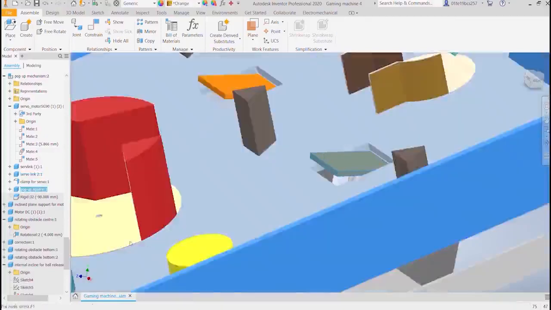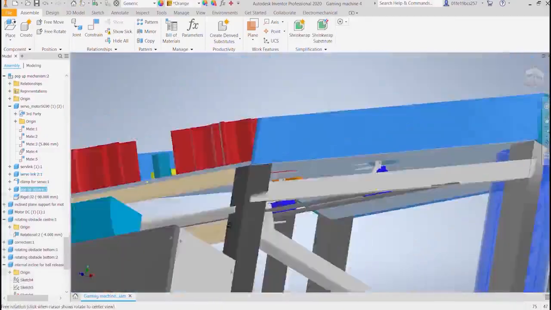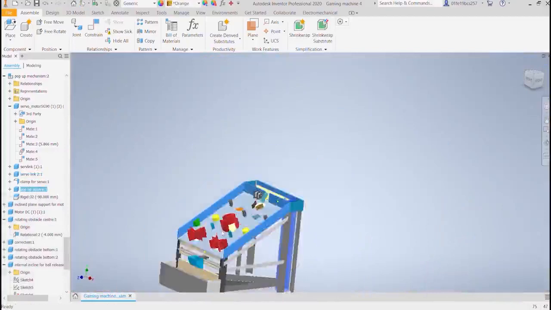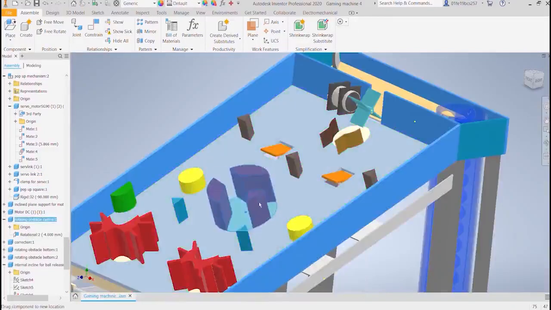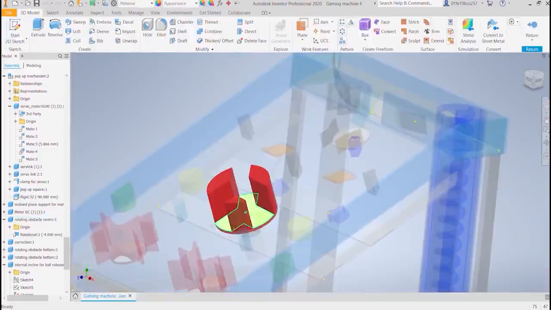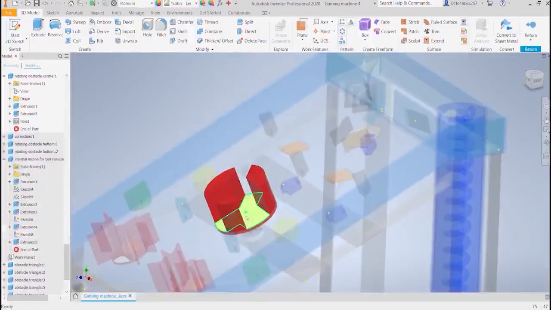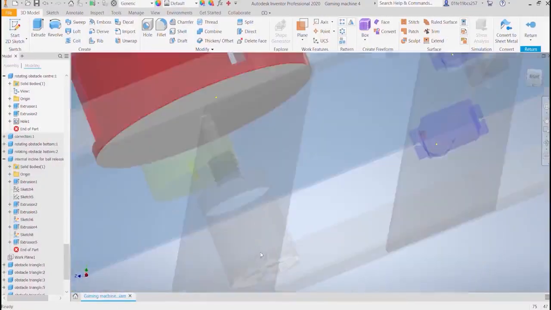Next are the rotating obstacles. They are simply rotating, but they change direction with time randomly. This is achieved using a rotating shape which is connected to a DC motor.